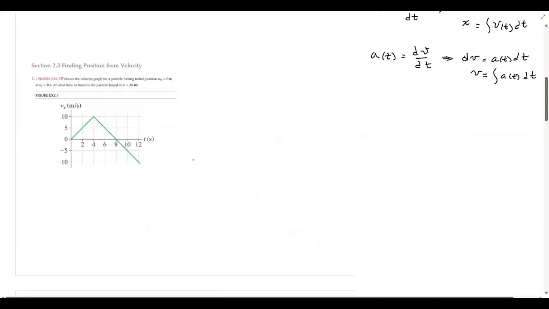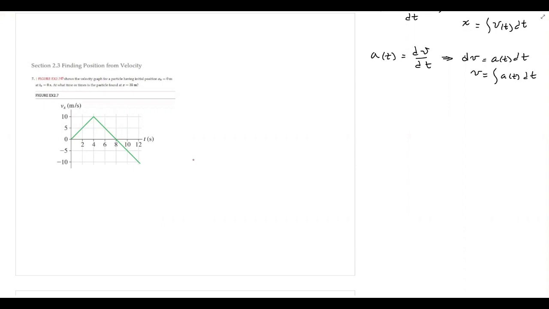In this problem, they say that the figure below shows the velocity graph for a particle having an initial position x sub 0 equal 0 meters at t sub 0 equals 0 second. At what time or times is the particle found at x equal 35 meters?